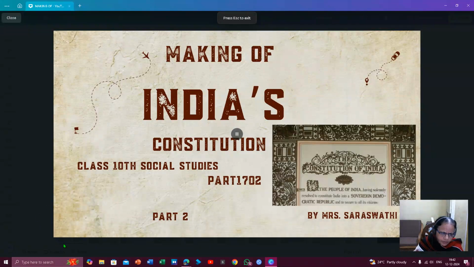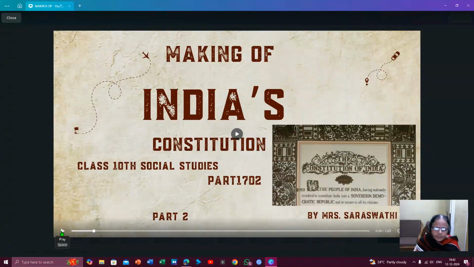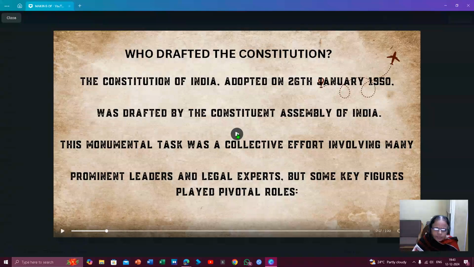Now let us see how India's constitution is made. So, making of India's constitution, class 10th, unit 17, part 2. In the previous slide we have seen 17.1, the definition of constitution and its need. Now let us see how the drafting committee constituted this constitution. So, drafting committee: who drafted the constitution actually?